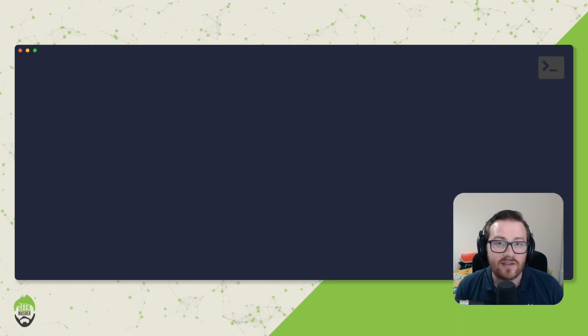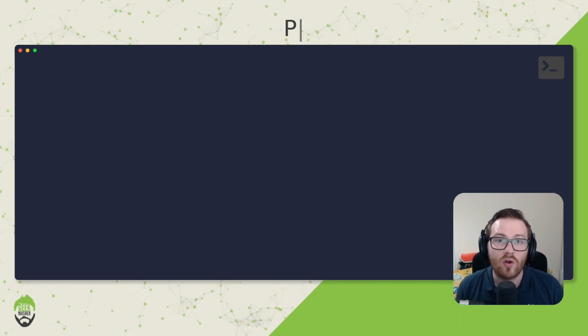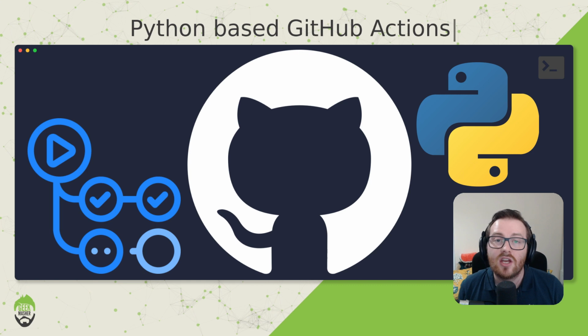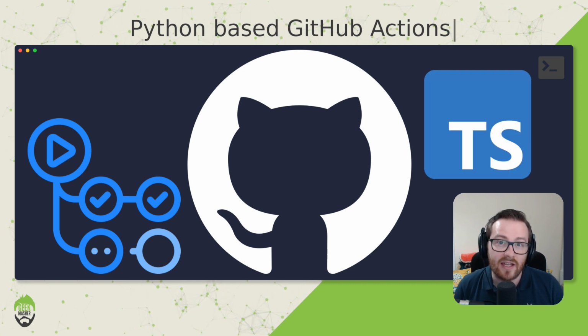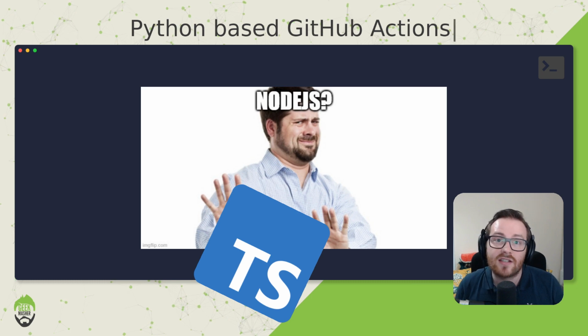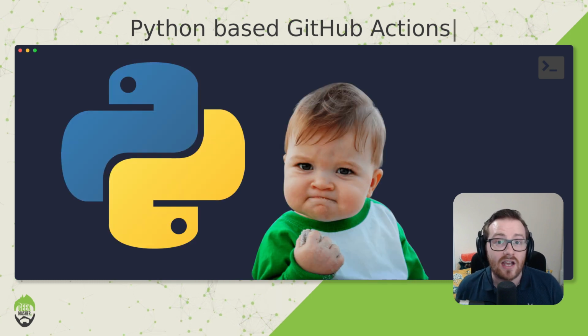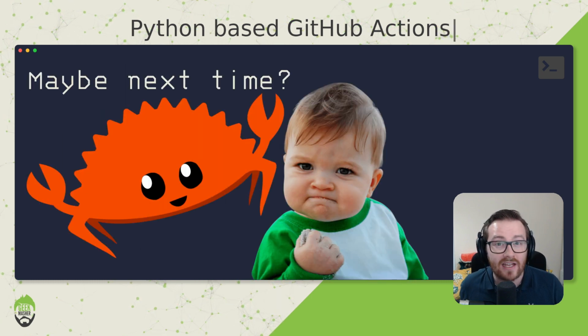Over the past 3 years now, I've been exclusively writing all of my GitHub Actions in Python. Normally people write them in TypeScript because it's natively supported in GitHub Actions, but I decided to start using Python. And it turns out that you can write them in pretty much any language.